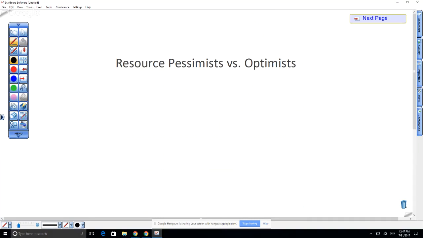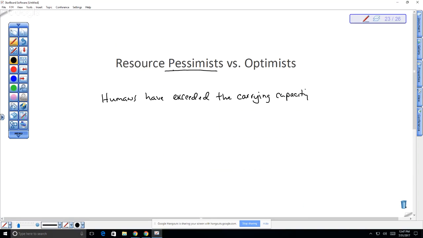Okay, so in terms of the human carrying capacity, we have two groups of people, referred to as the resource pessimists versus the optimists. The resource pessimists say that we have overrun the carrying capacity. Humans have exceeded the carrying capacity and are going to decline, and we are bound by the same natural rules that govern other populations of animals. So that would be a pessimist.